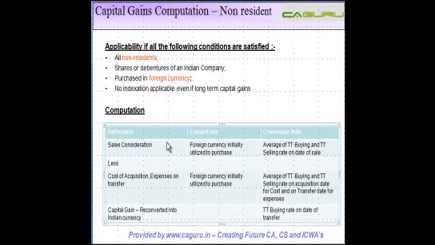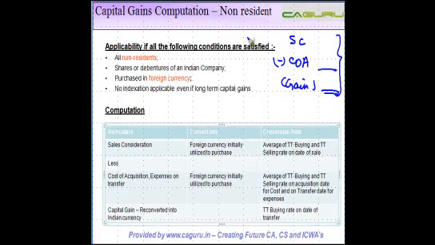Let us see how you do capital gains computation in case of non-residents. The concept is the same in the sense that you take the sale consideration minus the cost of acquisition and you get the capital gain. But what we are talking about here is a specific case, where all non-residents are covered.